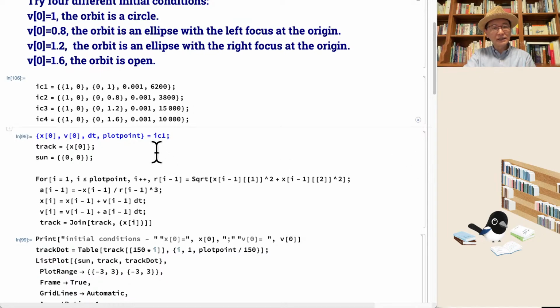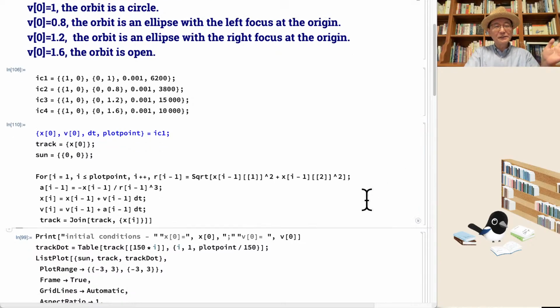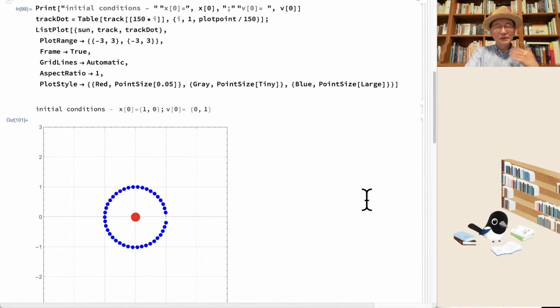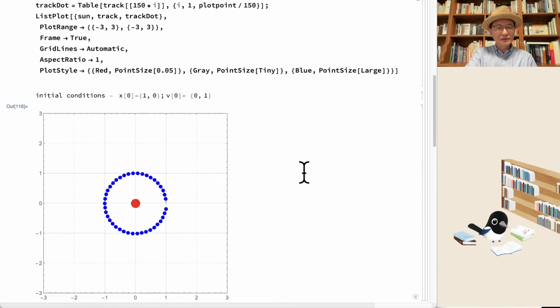And suppose now I start with the initial condition IC1, the first set of initial conditions. See, it's done. The answer is there. So let me just extract these data points and plot them out. So this is what you got. For velocity equal to 1, you just got a very nice circle here. So I hope you bear this in mind and then see how the orbit changes.